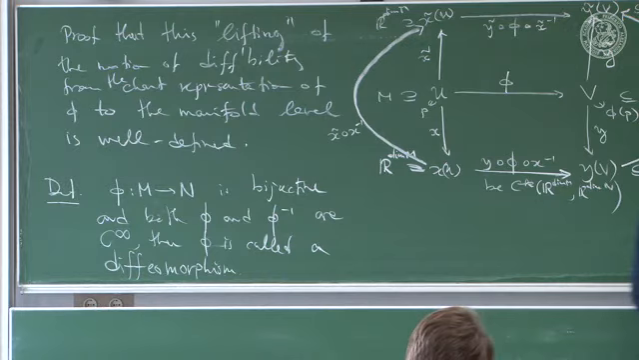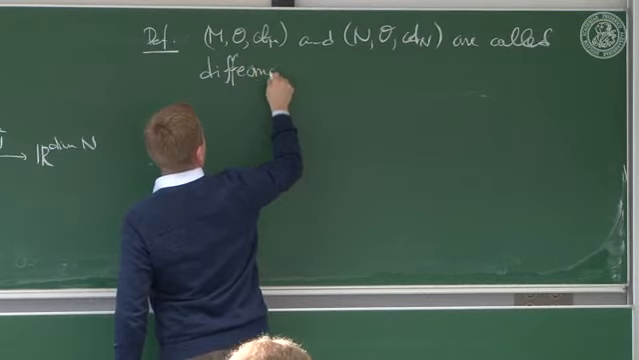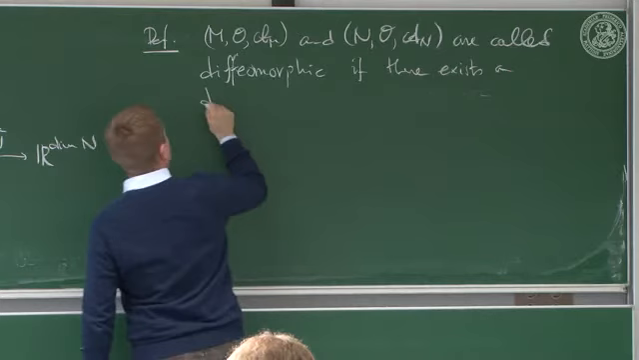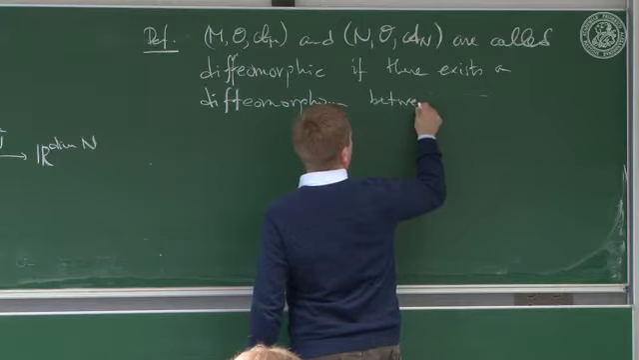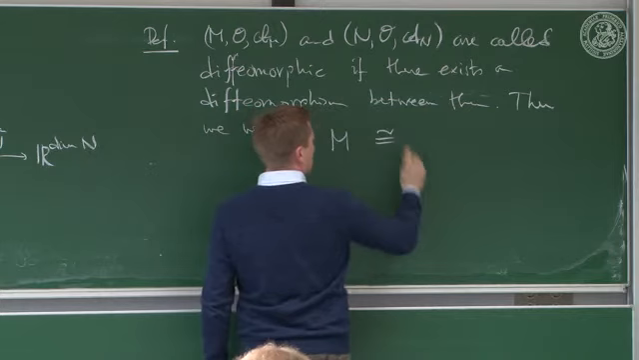Okay, and so then we have the next definition, we already anticipated. Two smooth manifolds, M with its atlas and N with its atlas, are called diffeomorphic if there exists a diffeomorphism between them. You see, this is always the same pattern. Then we write M twiddle diff, or C infinity, or whatnot, N.